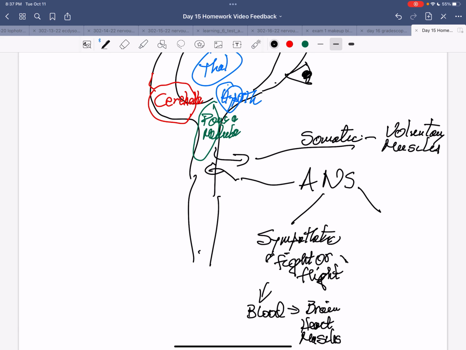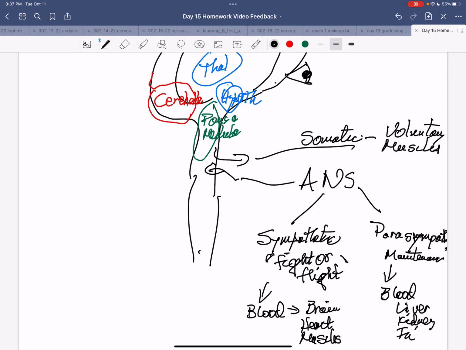That's all the sympathetic. The parasympathetic is more maintenance. It sends, for example, blood to liver, kidney, intestines, makes your somatic muscles more relaxed in general. Parasympathetic is for maintenance and support and repair.